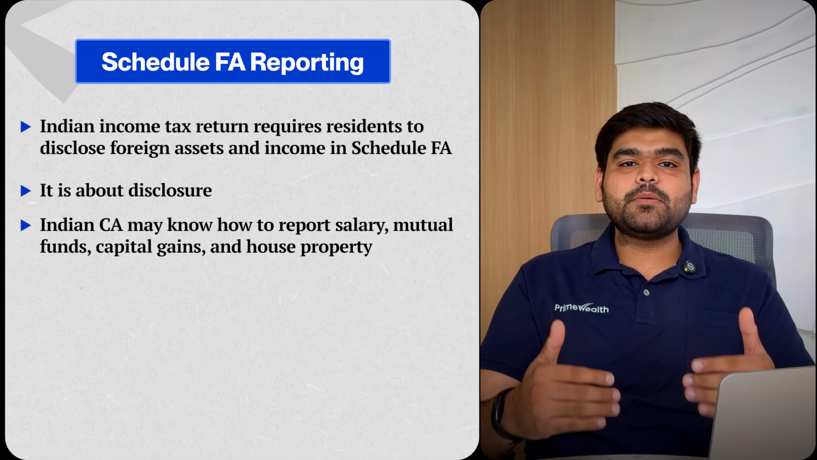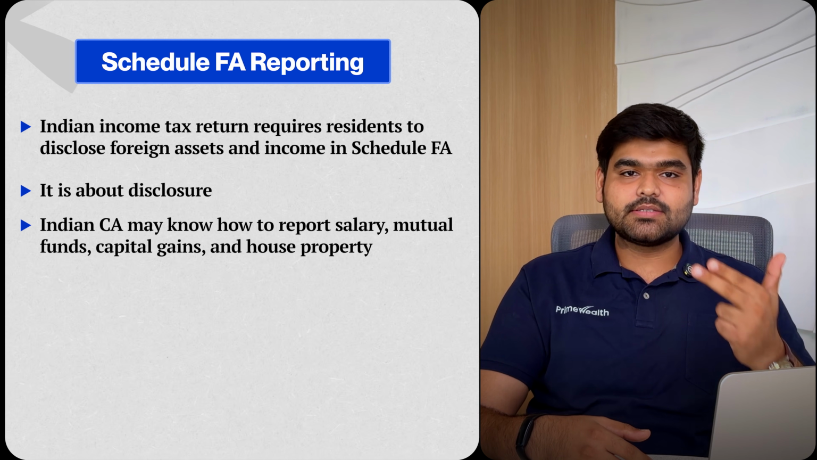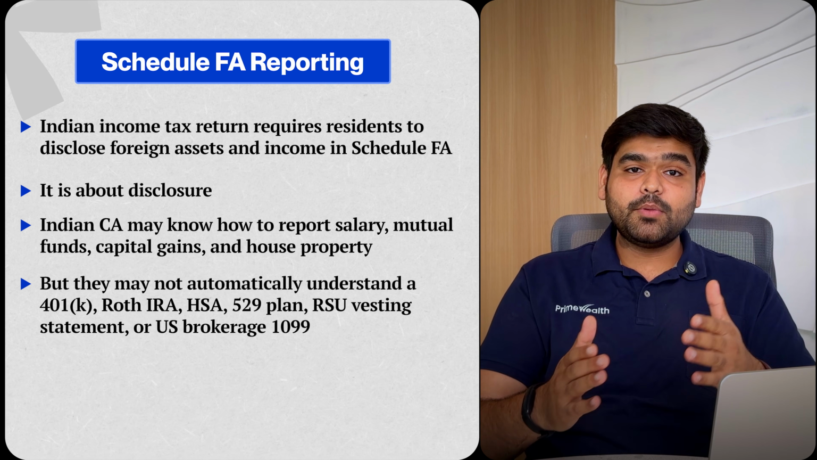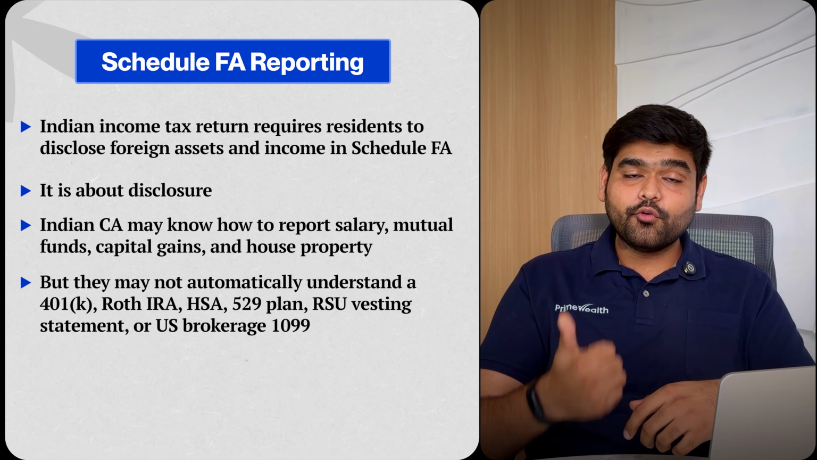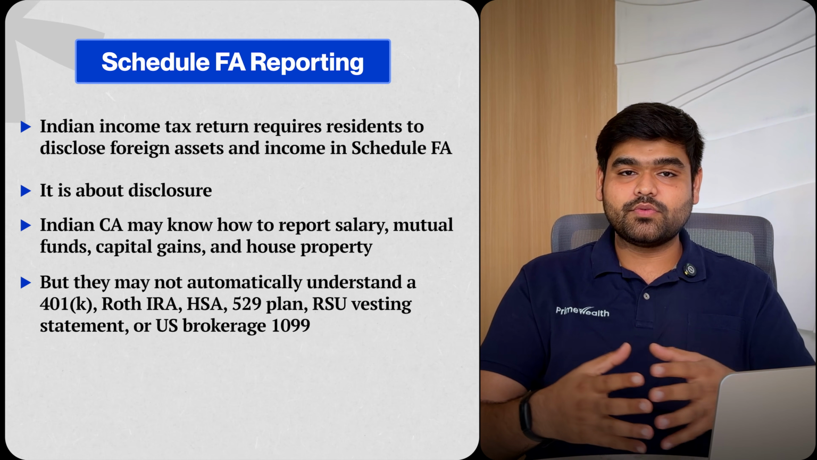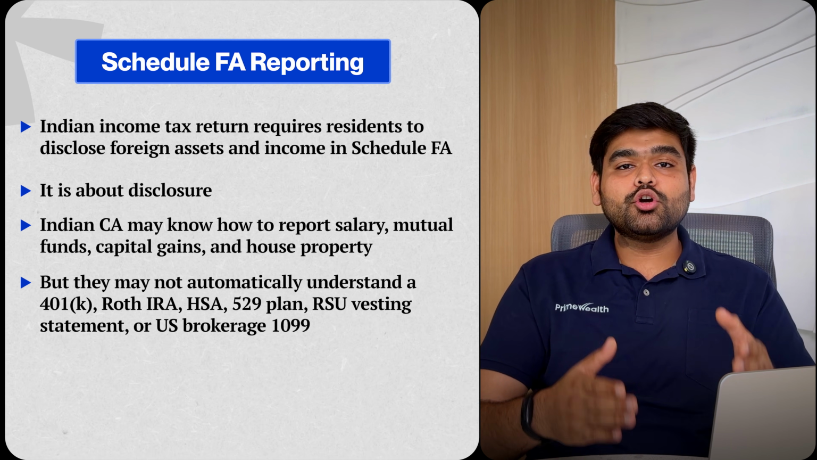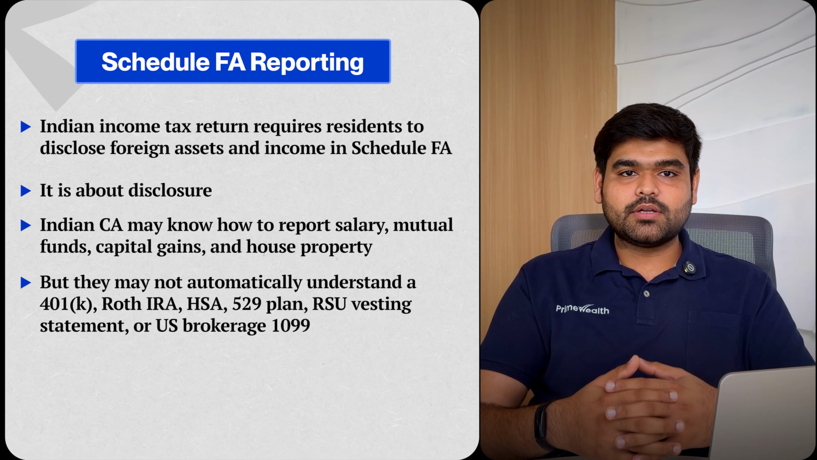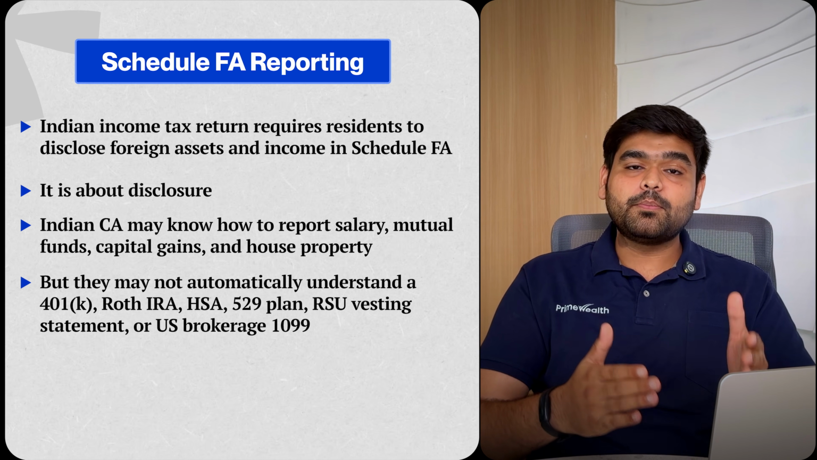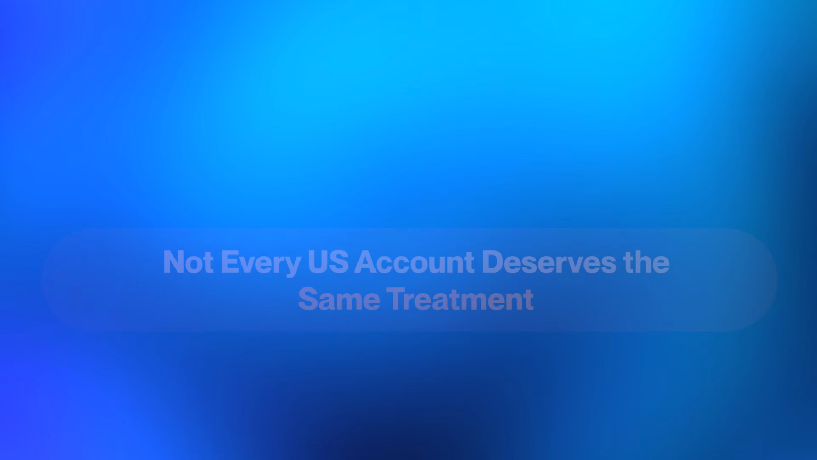Your Indian CA may know how to report salary, mutual funds, capital gains, property tax, but they may not automatically understand 401k, Roth, HSA, 529 plans, RSU vesting, ESPP, US brokerage, 1099. Your job is not to become a tax expert. Your job is to give your CA a complete roadmap, because your CA cannot report if you do not tell them.